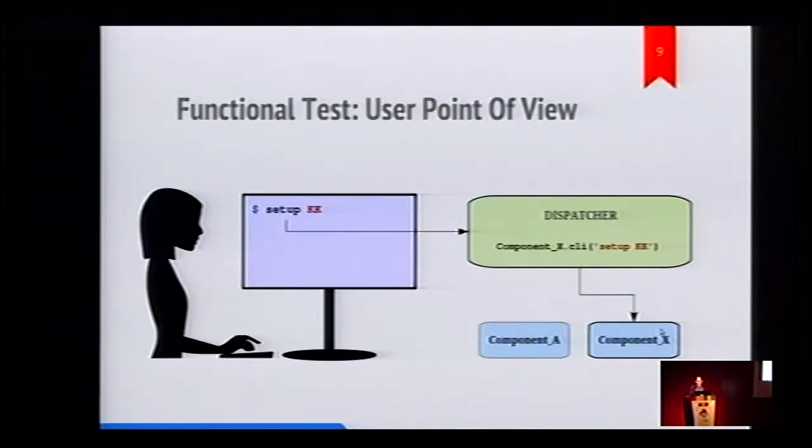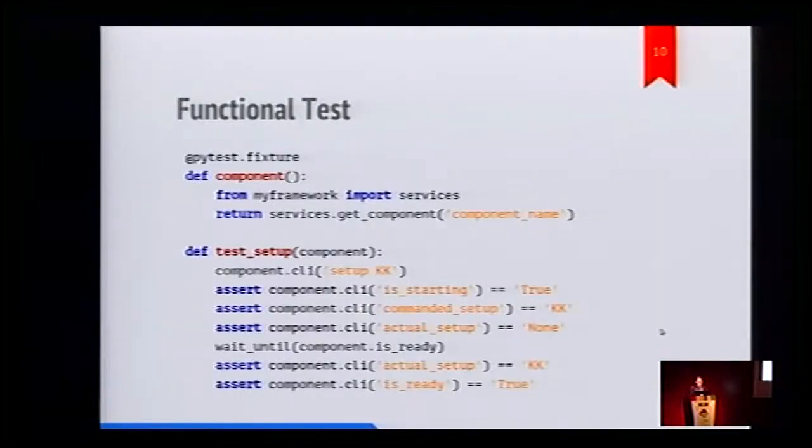The dispatcher gets this command and calls the CLI method of the component. The component, what does it mean? Each component has the CLI method. And this is basically the interaction from the user point of view with the component. So we should test the CLI method of the component to write our functional test.